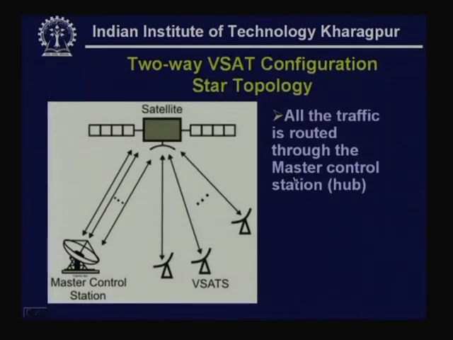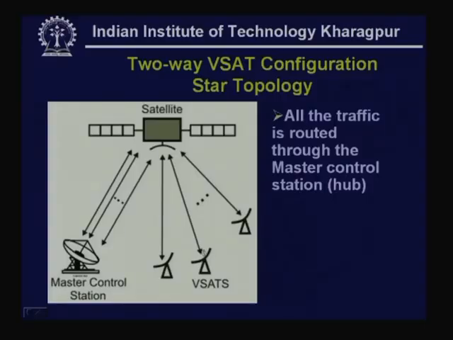Now, let us look at the two-way VSAT configuration. In this two-way VSAT configuration, all the traffic is routed through the master control hub. Actually, the VSAT antennas are small in size, and the power of transmission is also small. So, because of the low gain antennas and small power used in VSATs, direct communication between two VSATs is not possible. So, a master control station is used, which is also known as the hub.